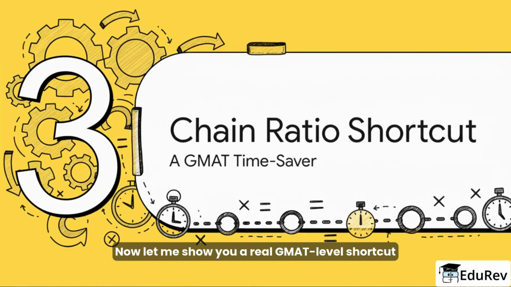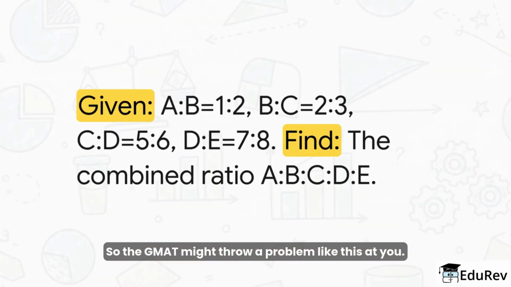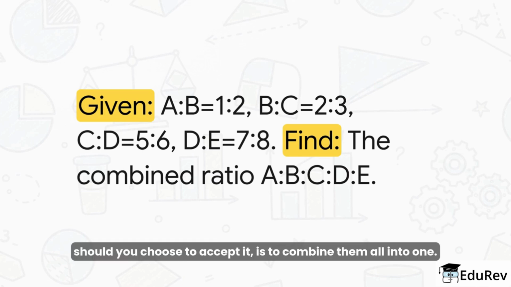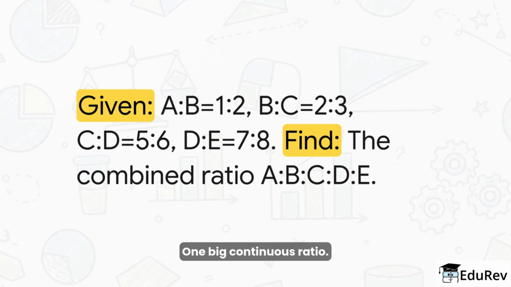Okay, you've got the fundamentals down. Now let me show you a real GMAT-level shortcut that is going to save you so much time. Get ready for something called the chain ratio method. So the GMAT might throw a problem like this at you. It's a chain of linked ratios, right? A is to B, then B is to C, and so on. Your mission, should you choose to accept it, is to combine them all into one big continuous ratio.